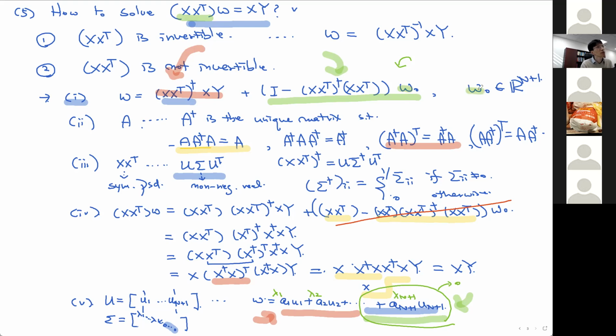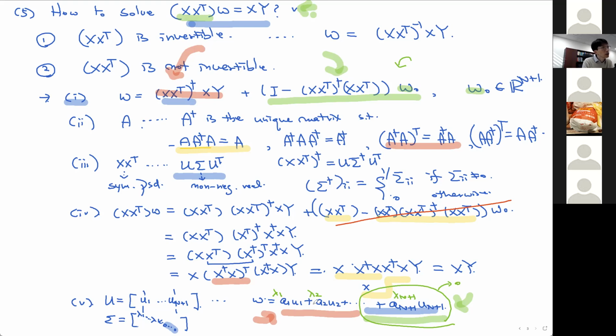That is selected as an arbitrary vector. So when you select the arbitrary vector and multiply it with I minus XX transpose pseudo inverse XX transpose, that will only select the components corresponding to the zero eigenvalue eigenvectors. So this green part covers the green part that I wrote there, because our equations don't say anything about the green part; that can be anything.